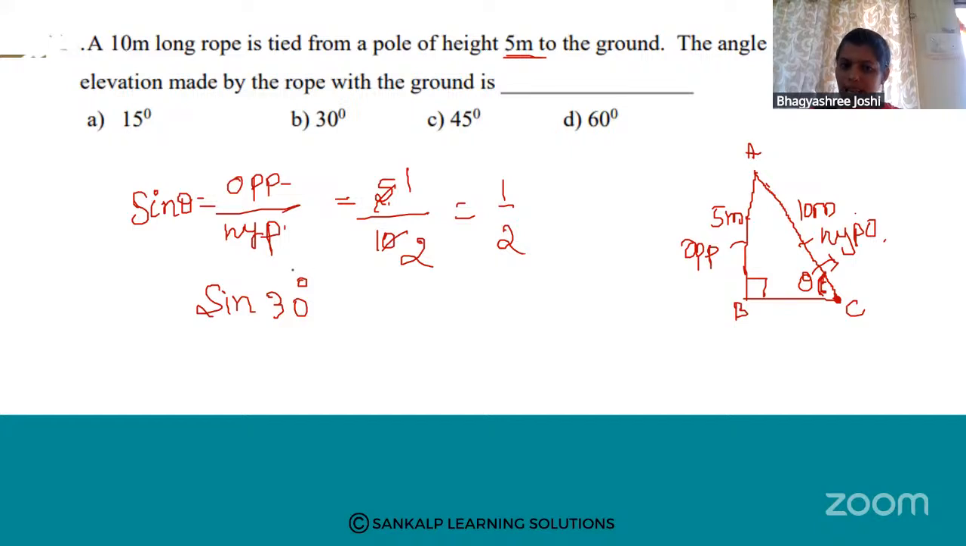Yes or no? Sine theta, at which value of theta will 1 by 2 come? Sine 30 degree is equal to 1 by 2. That means the theta value is 30 degree here. So option B is right.